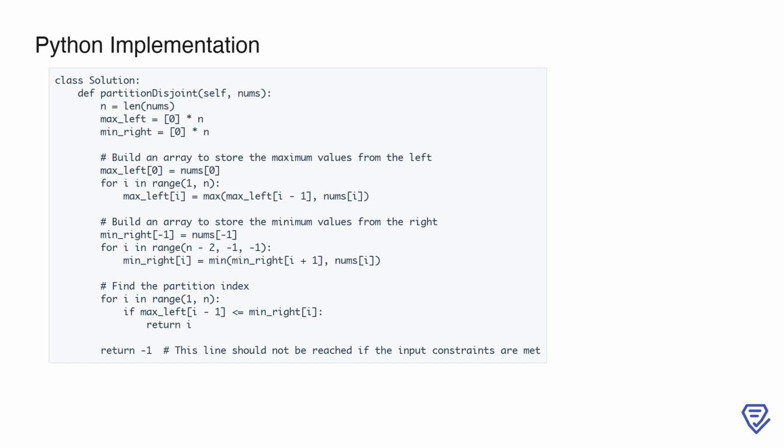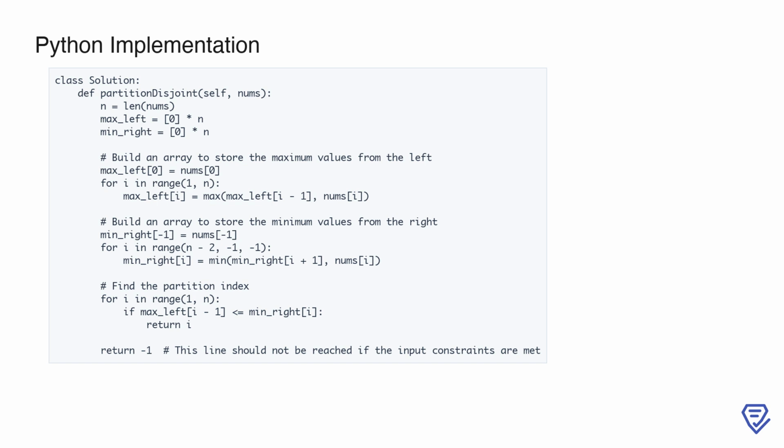We then iterate backward through the array, updating min_right[i] as the minimum of min_right[i+1], the minimum from the next index onward, and nums[i], the current element. This ensures min_right contains the minimum values for all positions from the right. Finally, we iterate through the array starting from index 1 to n-1.